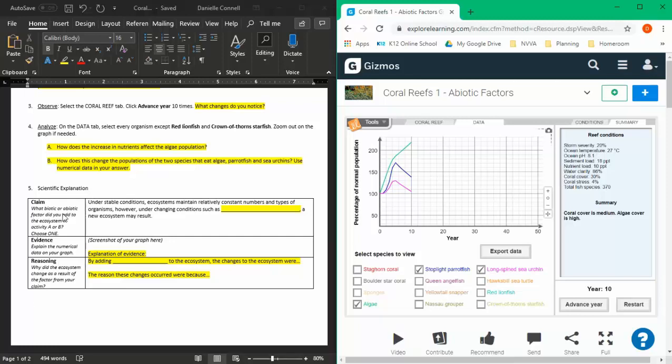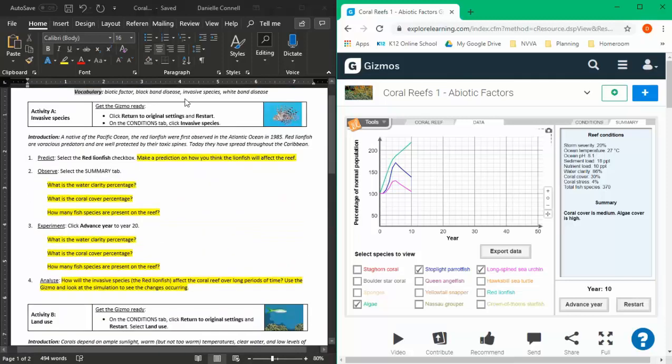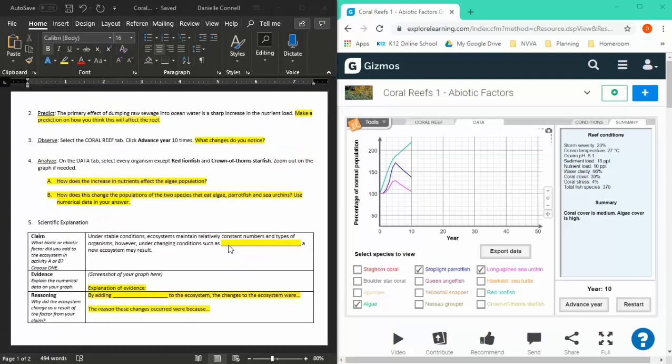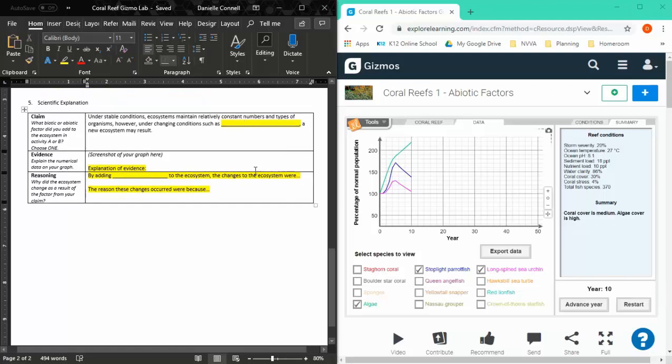All right, lastly, for your CER, you need to select one factor. It says right here, what biotic or abiotic factor did you add to the ecosystem in activity A or B? You just need to choose one. So activity A, we added something to our ecosystem. Okay, activity B, we added something to our ecosystem. Choose one of those and put it in your blank right here. Okay, because it's basically saying under changing conditions such as, well, you did change the conditions in 2 different ways. We just want to talk about one.